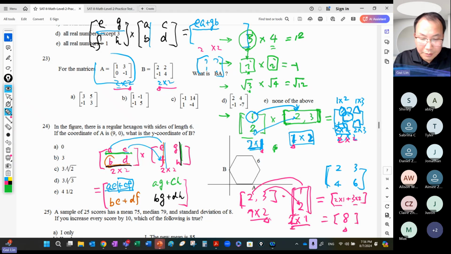Okay, second position here became EC plus GD. This one to the second line, right? What about the third one? The third one will be FA plus HB. F, this line to first line. And the last one will be FC plus HD. So you get a 2 by 2 again, a 2 times 2 pattern, and finally you get a 2 times 2 result.